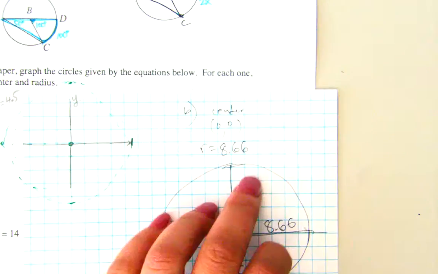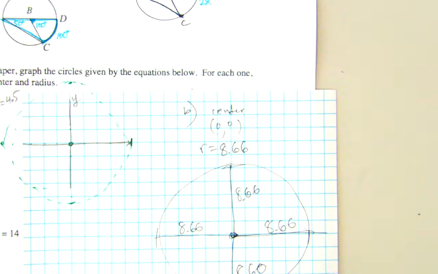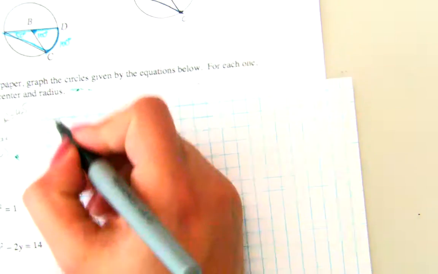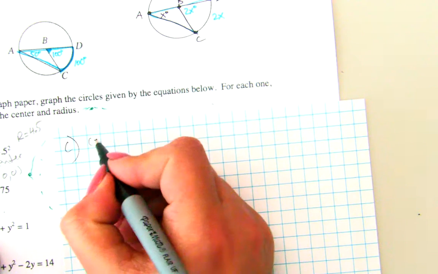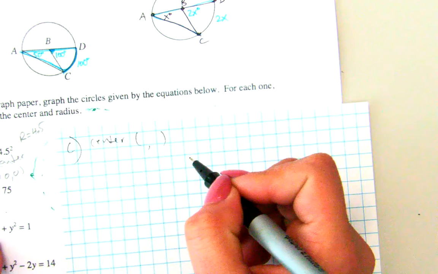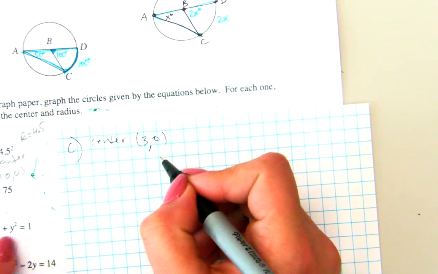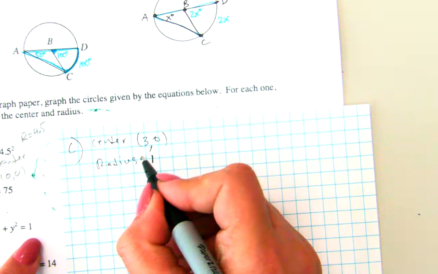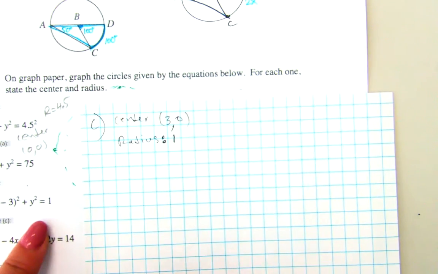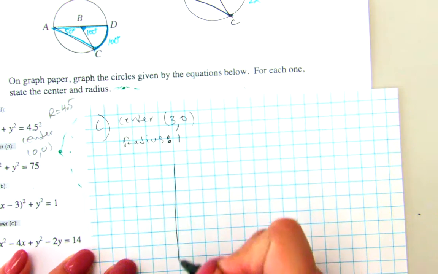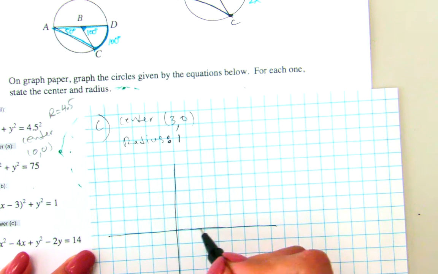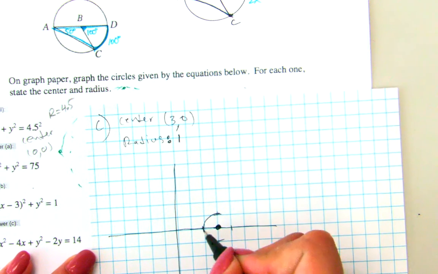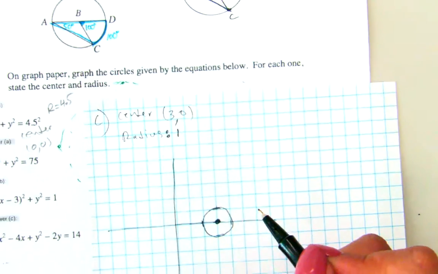Now we do C. C should be easy to do. Center. Where's the center at? 3 and 0? Yep, 3 and 0. Radius. Oh, 1. Since the square root of 1 is just 1, then we don't really have to go anywhere. So center's at 3 and 0. 1, 2, 3 and 0. There's the center, and we go 1 out. Wow, I did all that graph for nothing.